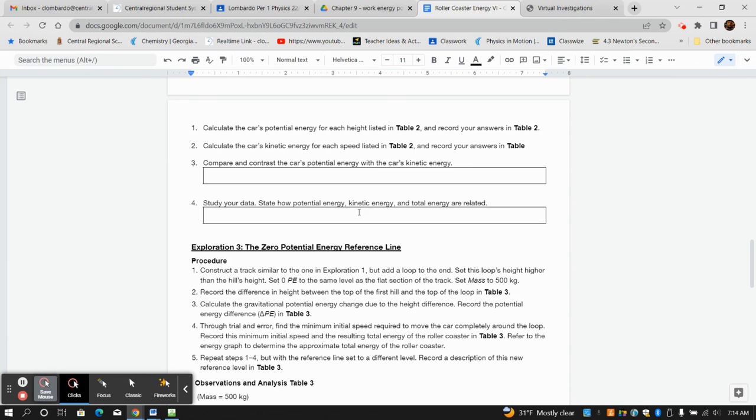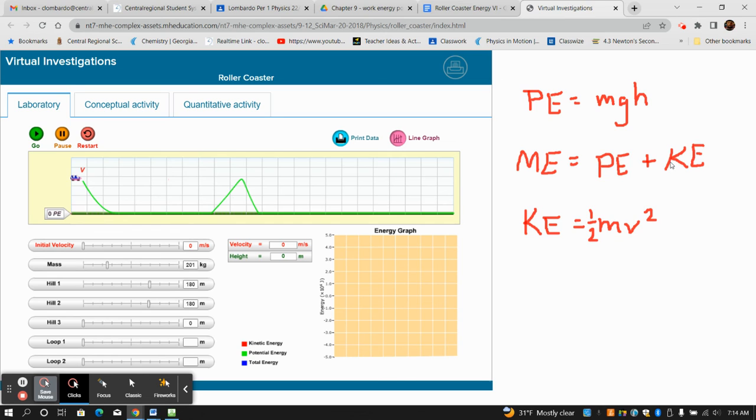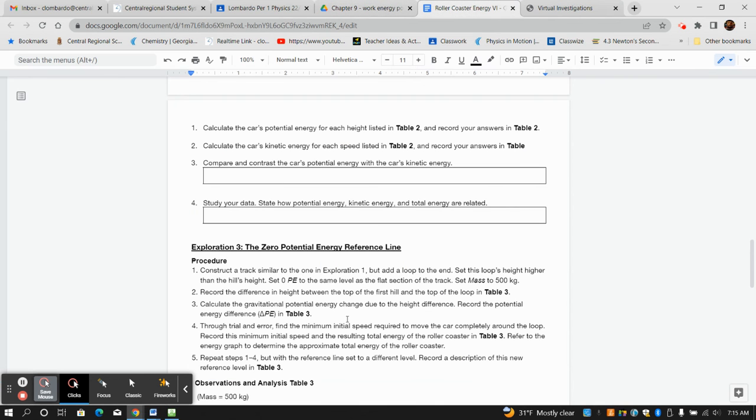Study your data and state how potential energy, kinetic energy, and total energy are related. Basically, I just said it. Potential energy and kinetic energy, at any given point in a closed system, are going to add up to the mechanical energy. At the maximum height, where the speed is 0, all energy is potential. So potential energy is max at the top and minimum at the bottom. If the height is 0, then potential energy is 0. And if kinetic energy is 0 at the top, then at the bottom where the height is 0, all of that energy is converted to kinetic, the energy of motion.